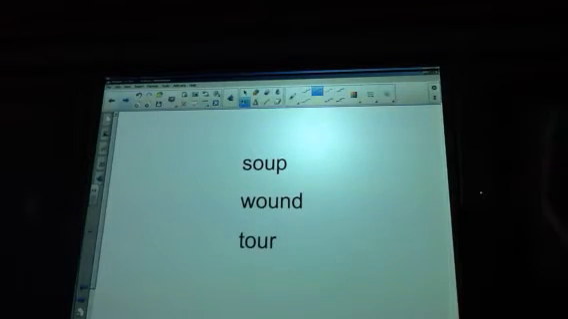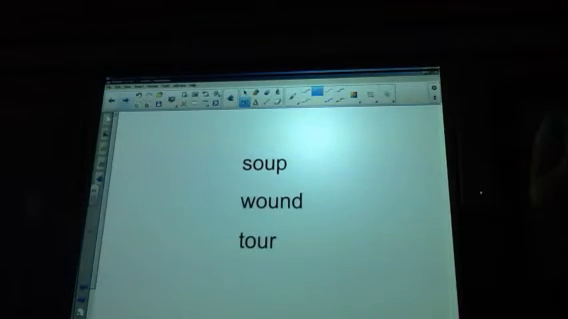What is a digraph? It's two letters that come together to make how many sounds? One. To make one sound. Very good. So, O-U is a digraph that makes the oo sound. The difference between digraphs and diphthongs is that digraphs come together to make only one sound, whereas diphthongs are two vowel sounds that come together so fast that it's considered one syllable.